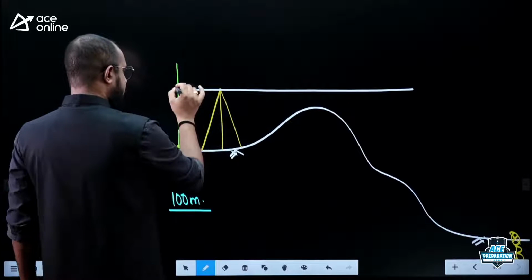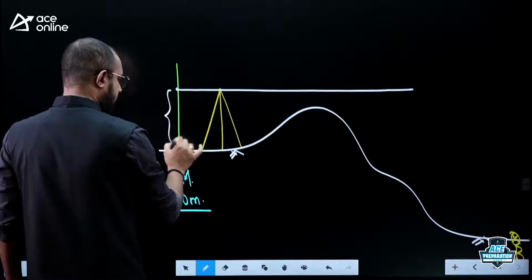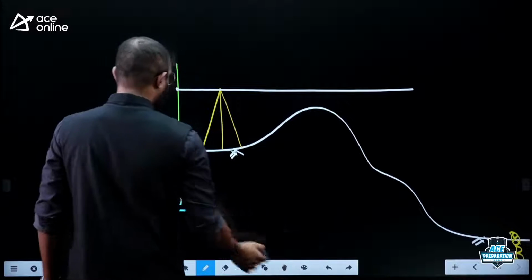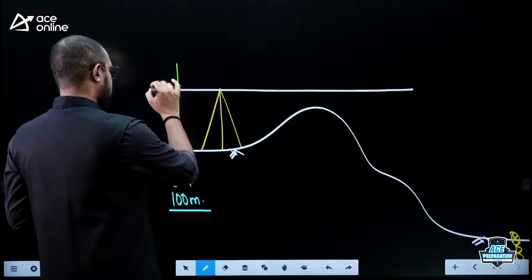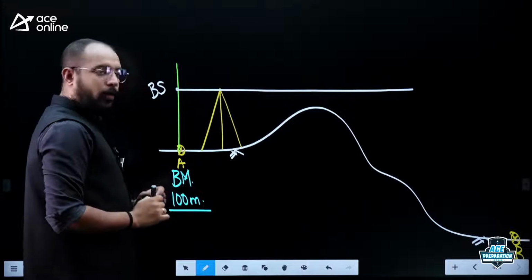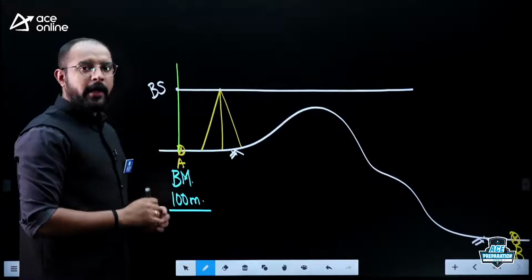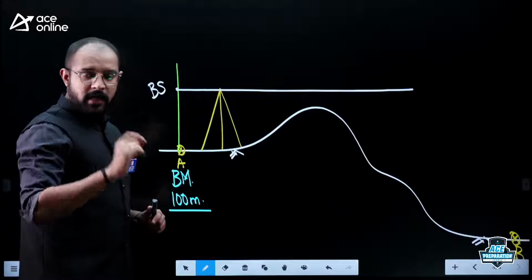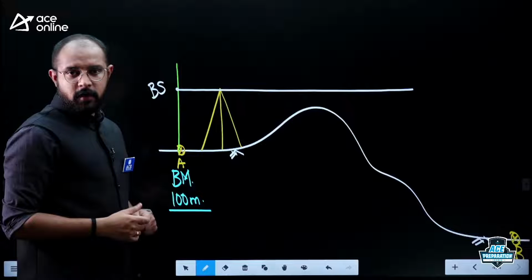Now what is this? This is the first staff reading that we'll get. So you can call that a backside. But more importantly, tell me about point A. What is point A? The ground point A is nothing but a point of known elevation.